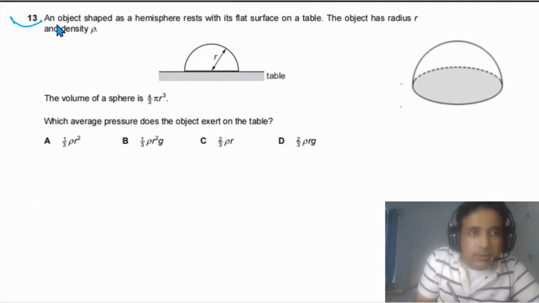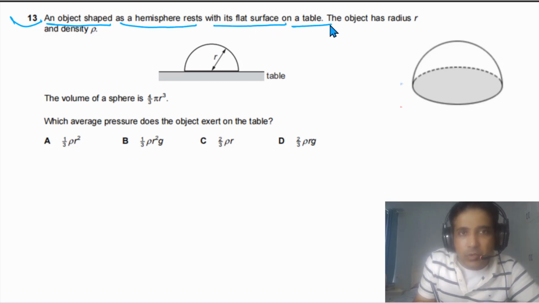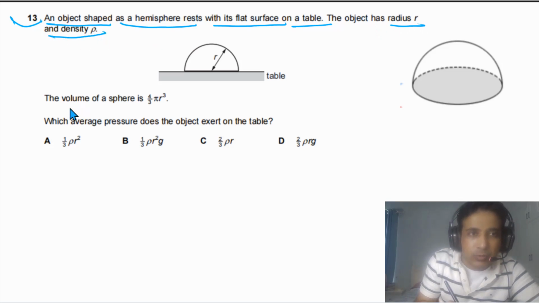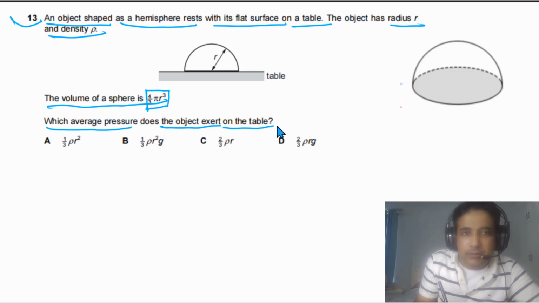Question number 13 says an object shaped as a hemisphere rests with its flat surface on a table. The object has radius r and density rho. The volume of a sphere is given to us, that is equal to 4/3 pi r cubed. What average pressure does the object exert on the table?